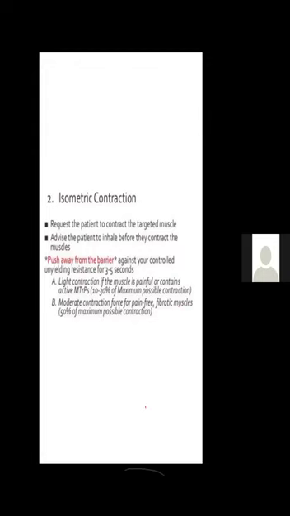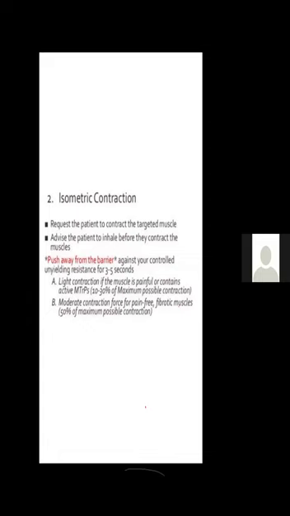Further, the second one was isometric contraction. So you will ask the patient to contract the targeted muscle and advise the patient to inhale before they contract the muscle. Okay. So here also, this isometric contraction is performed so that you push the movement away from the barrier.